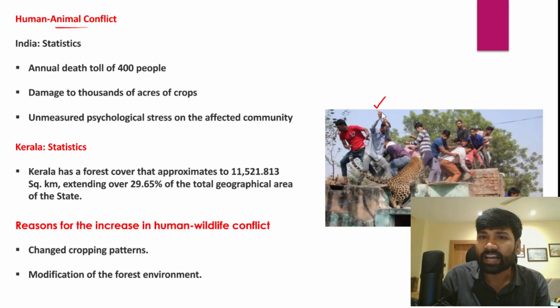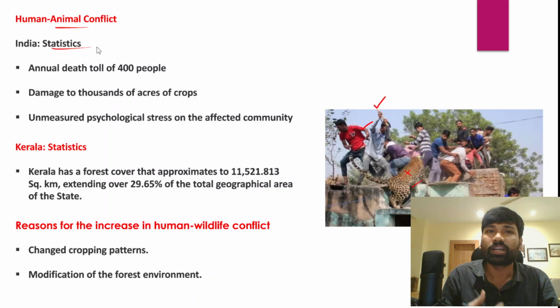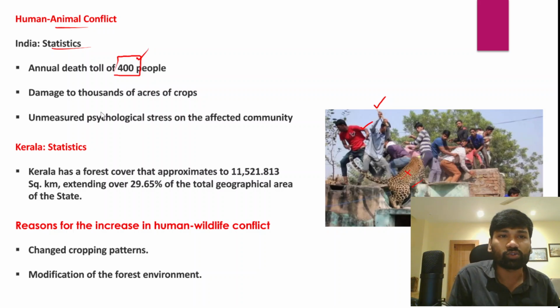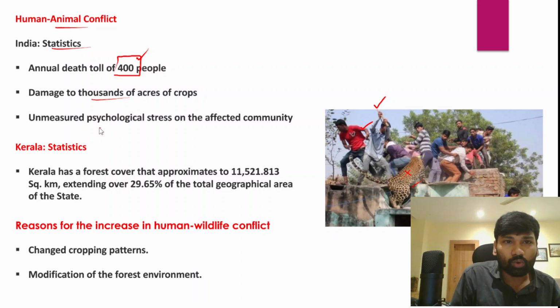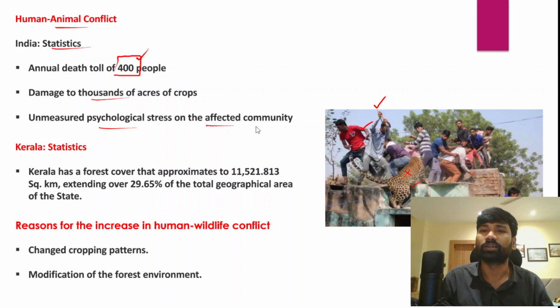And this human wildlife conflict has been leading either to the death of the animals coming into the human habitations, or to the killing or injury of people, and even property is being damaged in the human habitations because of the very frequent venturing of these animals into them, right? We'll understand some statistics with respect to human wildlife conflict. The annual death toll in India because of human animal conflicts is around 400 people per annum, and it is also damaging thousands of acres of crops, and it also has unmeasured psychological stress on the affected community.